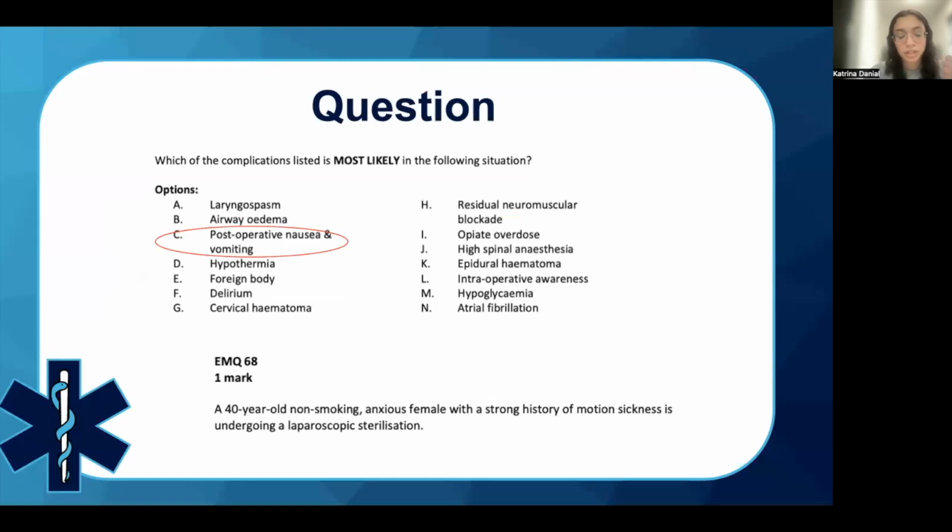Her risk factors are she's quite young, she doesn't smoke, she's anxious before her surgery, she's female, she has a strong history of motion sickness, and she's having laparoscopic gynecological surgery. So she's got all the risk factors basically. So she's at a really high risk of this happening.